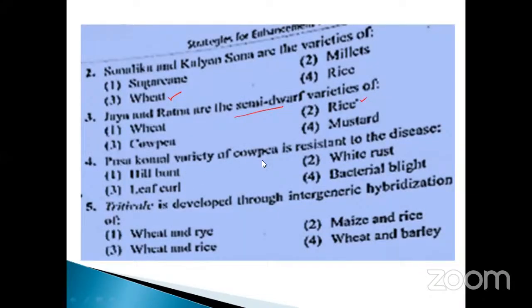Pusa Komal, a variety of cowpea, is resistant to the disease bacterial blight. Already you saw that the answer is there. So which one is the correct one? This one is the correct one. Bunt does not come, white rust does not come, and leaf curl is not there. Which one do you know? Pusa Komal, the cowpea. That is resistant to bacterial blight.